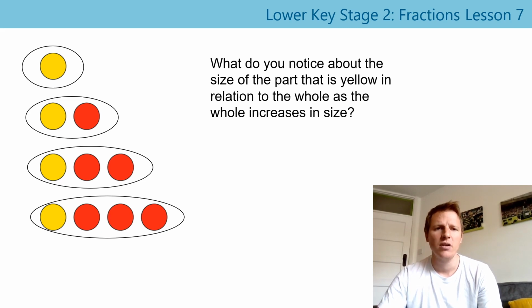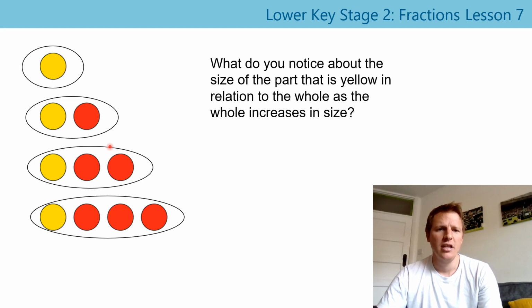So let's go back to our image. In the first image, the whole is yellow. So all of the image, all of the whole is yellow. In the second image, as the whole increases in size, there's still only one yellow part, but now there's also a red part. The parts are equal in size.